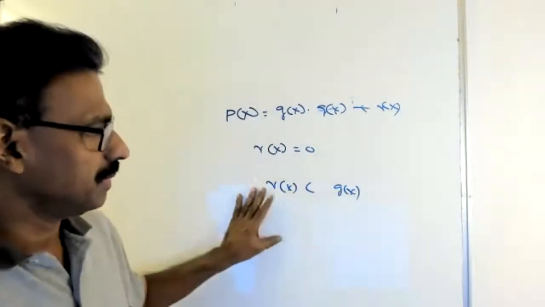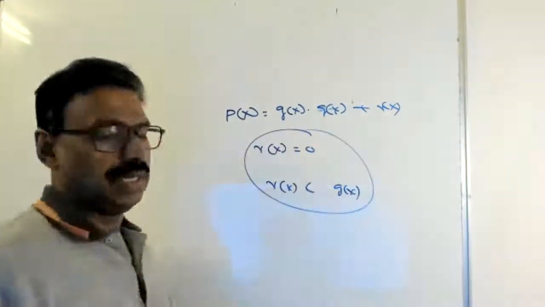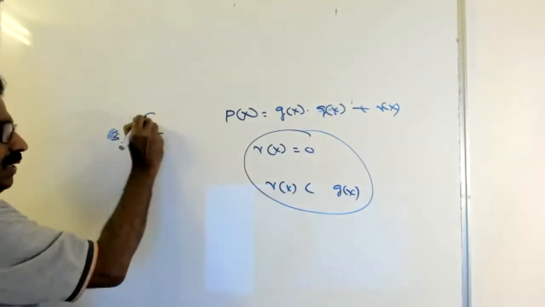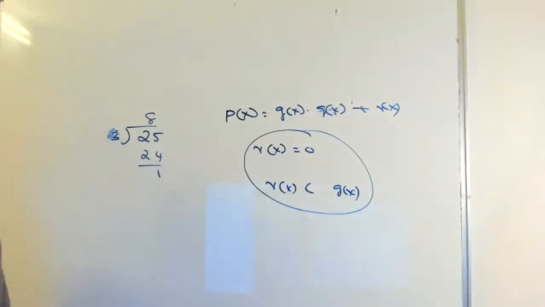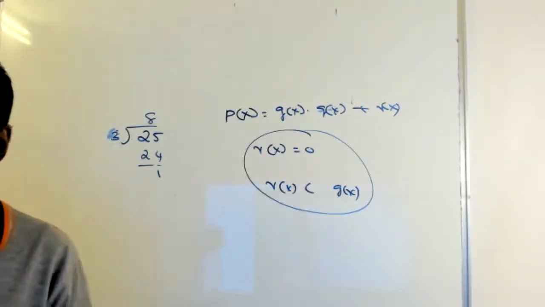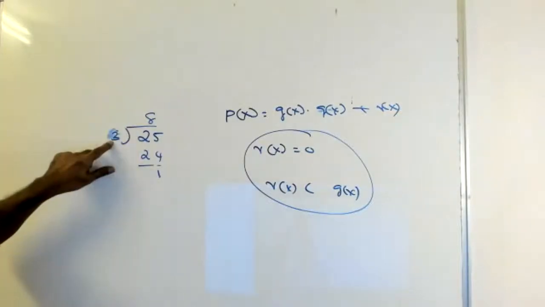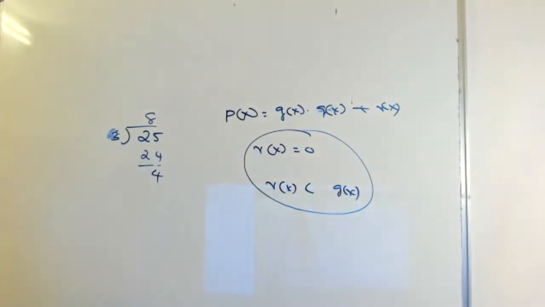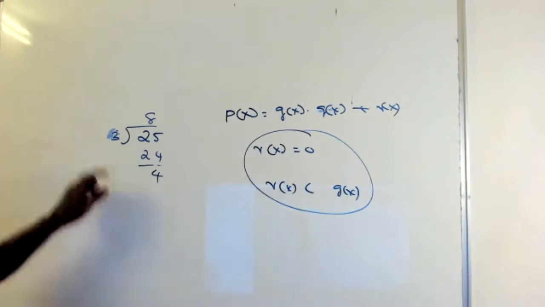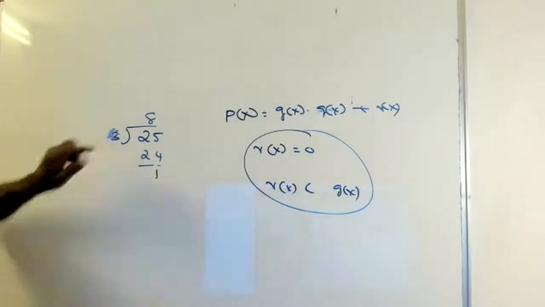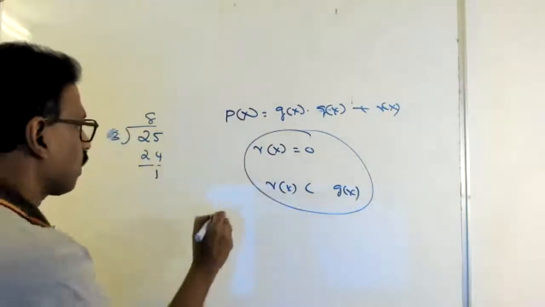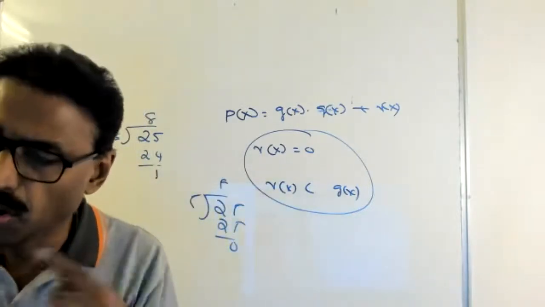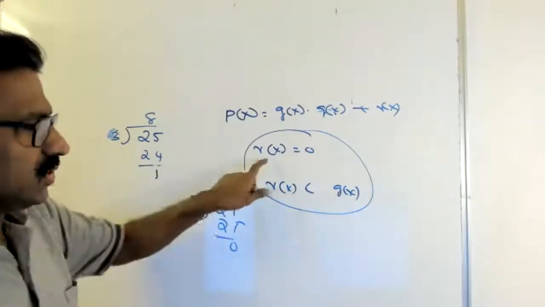Maybe you didn't understand this part, so I'll tell you. Suppose, come back to 25 divided by 3: 8 here, 24 here, 1 here. The remainder is either 0 or less than this number, correct or not? Is there any chance the remainder gets 4 here? No, sir. The remainder should be less than the divisor. The remainder can be zero: 25 divided by 5 gives 5, remainder zero. The remainder can be zero or less than the number we divided by. That's all he is saying.